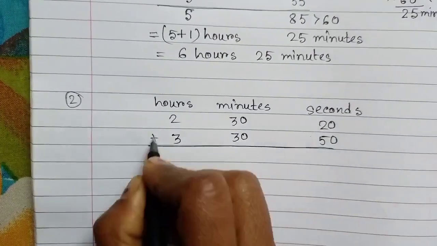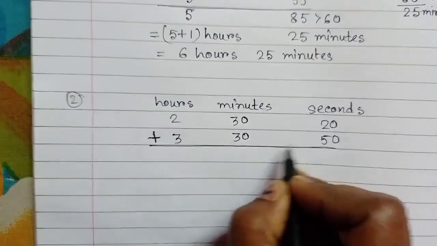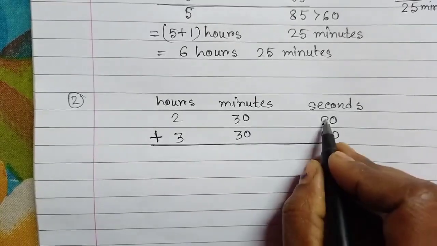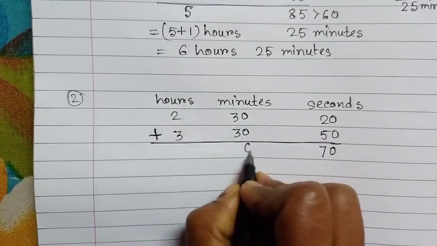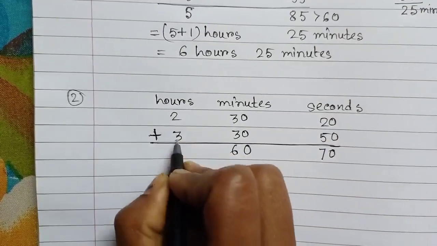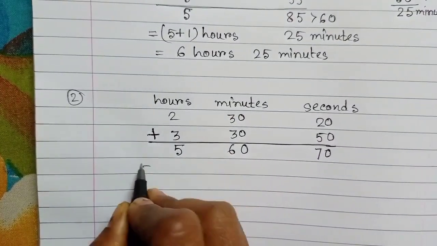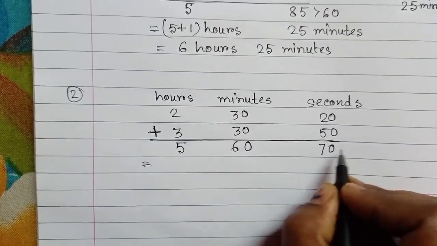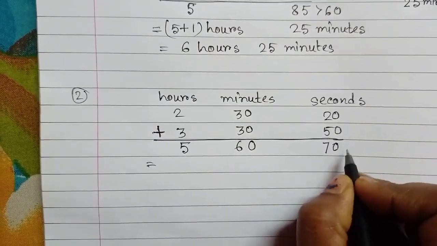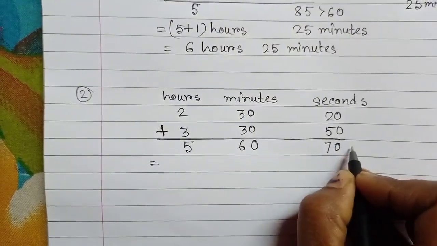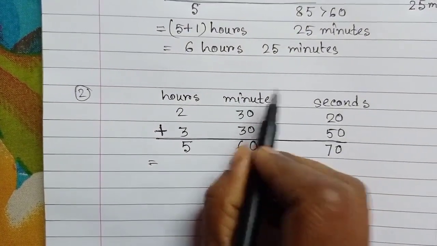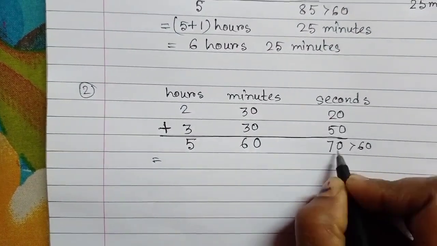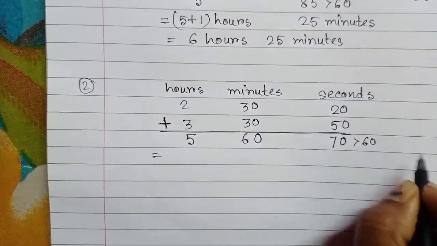So at first we have to add these numbers as usual. 0 plus 0 is 0, 2 plus 5 is 7, 0 plus 0 is 0, 3 plus 3 is 6, 2 plus 3 is 5. So we get 5 hours 60 minutes 70 seconds. Here also 70 is greater than 60. As we know, 1 minute is equal to 60 seconds. So we have to divide 70 by 60.